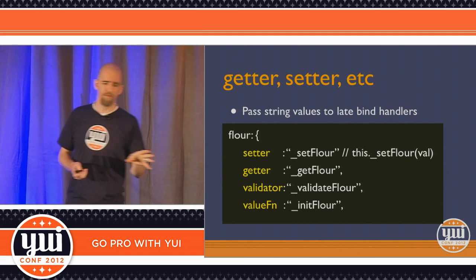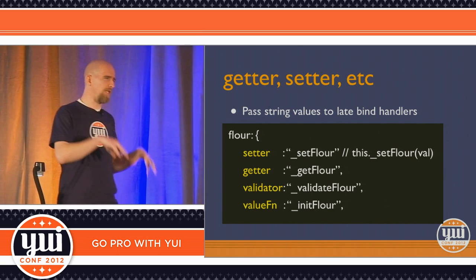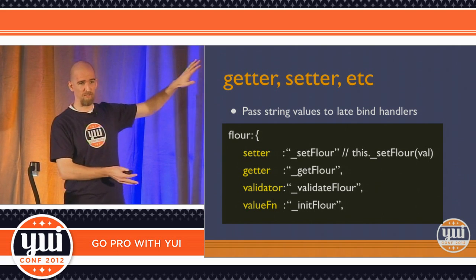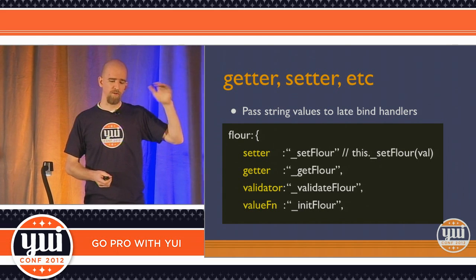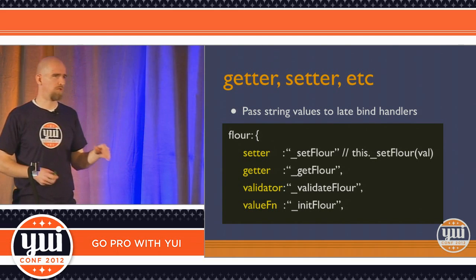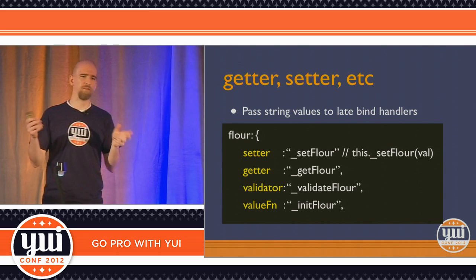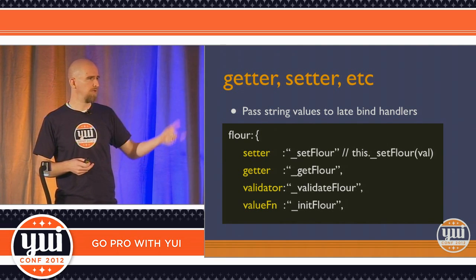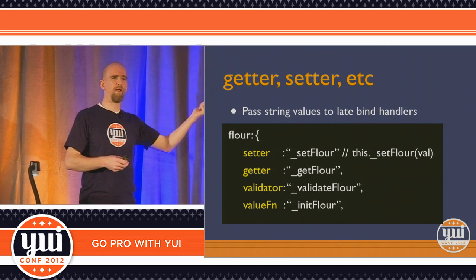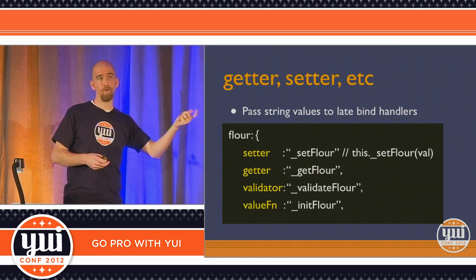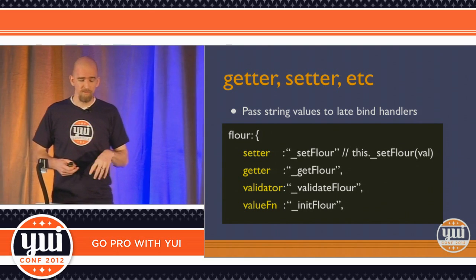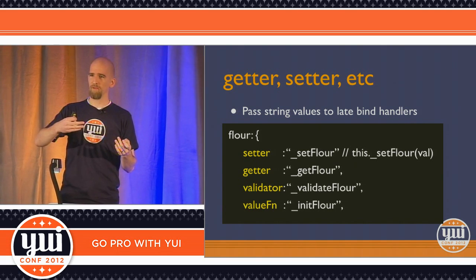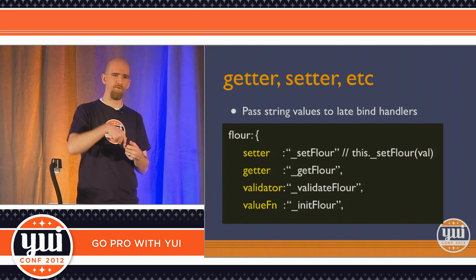If you aren't familiar with the fact that the function-related configurations for an attribute can also take a string, this is really good stuff. For all four configurations, setter, getter, validator, and value function, you either pass a function reference or you can pass a string. The difference is if you pass a string, then at runtime, when it is time to execute, it's going to late bind that string to a function that's on the instance. Which means if you have a class that might get plugged in or might get some class extensions added to it, they can change that behavior at runtime.